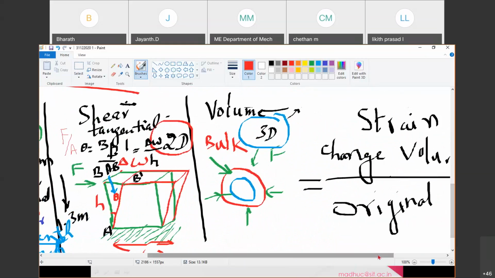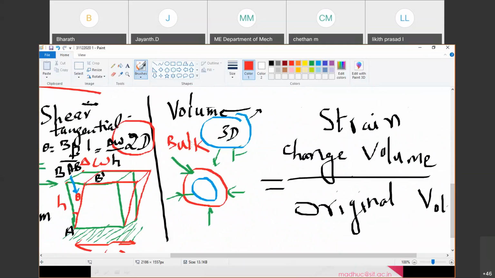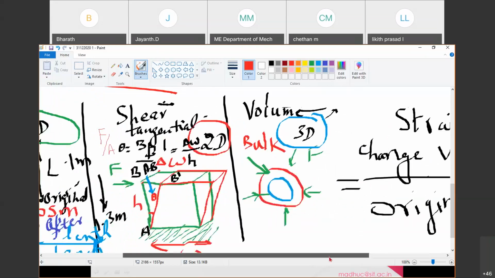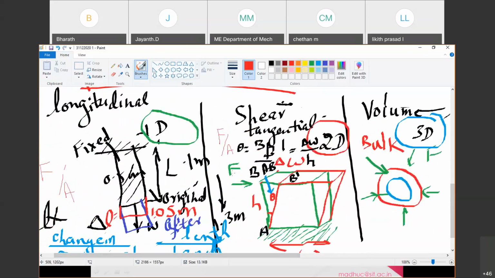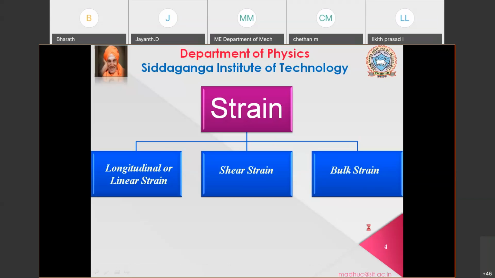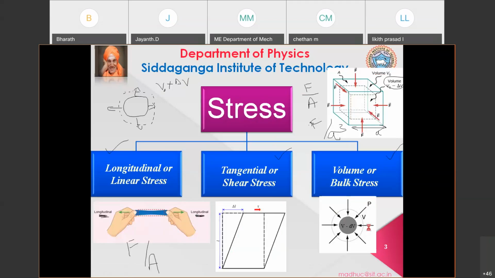Next one is the volume or bulk strain. Volume or bulk strain is defined as change in volume by original volume. Whether it is longitudinal strain, shear strain, or volume strain, it is a dimensionless quantity because it has no dimension.